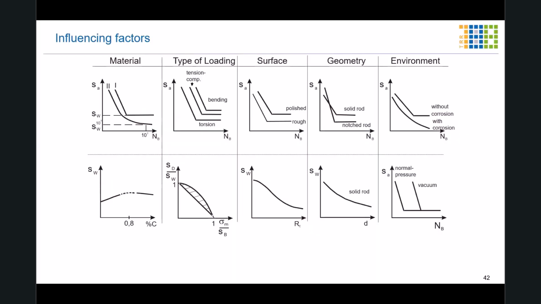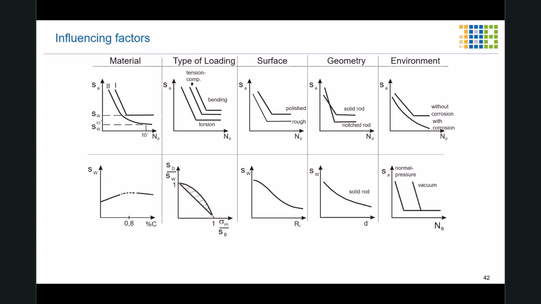Now I'll show you some examples of influencing factors regarding the fatigue lifetime. For example, the material. Is the material cubic body-centered? We get graph number 1, and if it's cubic face-centered, we get graph number 2. Then there's the type of loading. Is it torsional loading, tension-compression loading, or bending? Another influencing factor is the surface. Is it a rough surface or a polished surface? A rough surface leads, in this case and in general, to a reduction of the lifetime.